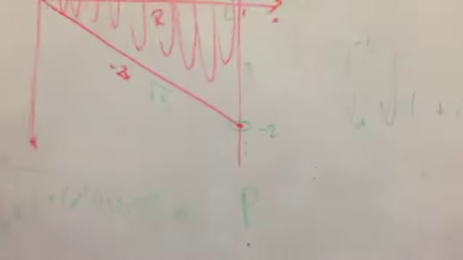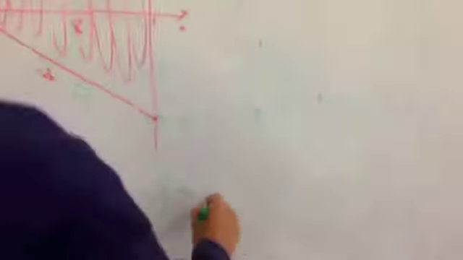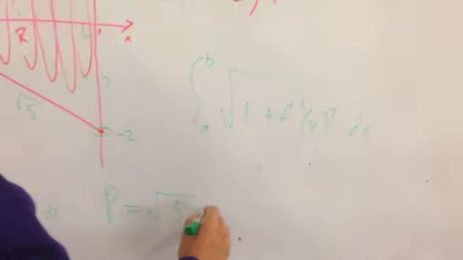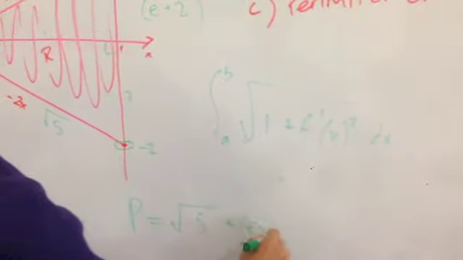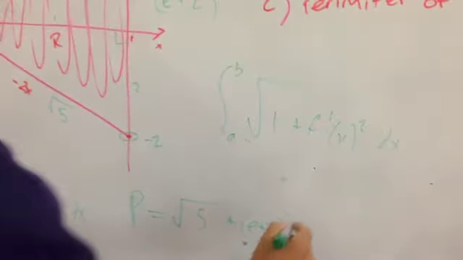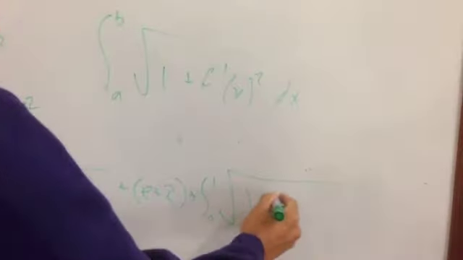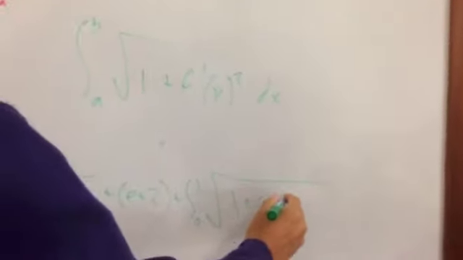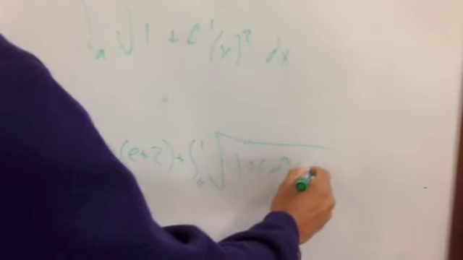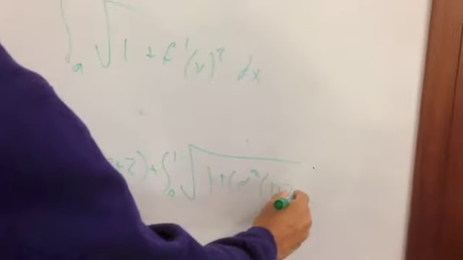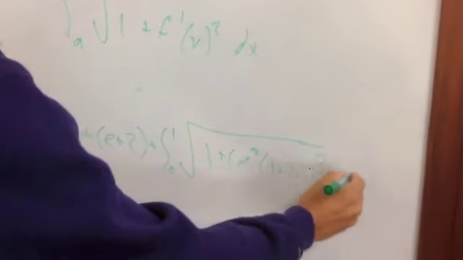This thing means the three sides. The three sides, yes. The perimeter equals the square root of 5 plus e plus 2 plus the integral from 0 to 1 of the square root of 1 plus e to the x squared times 1 plus 2x squared, dx.